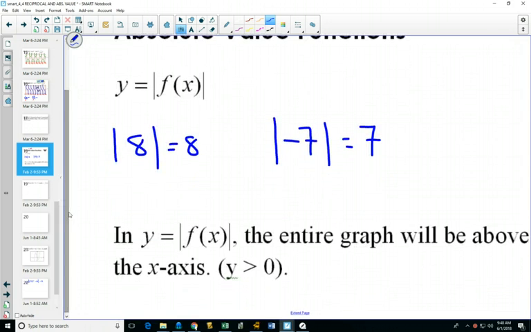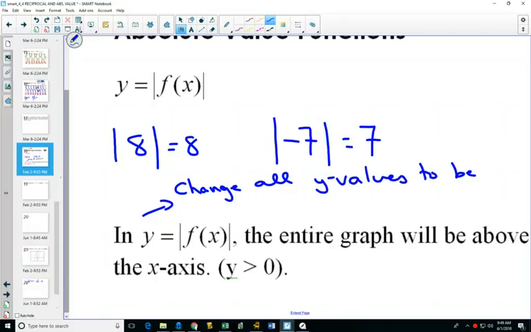So when we have an absolute value function, wherever our y values are negative, in fact, this will change all y values to be positive. And so we're going to look, what does that mean graphically?